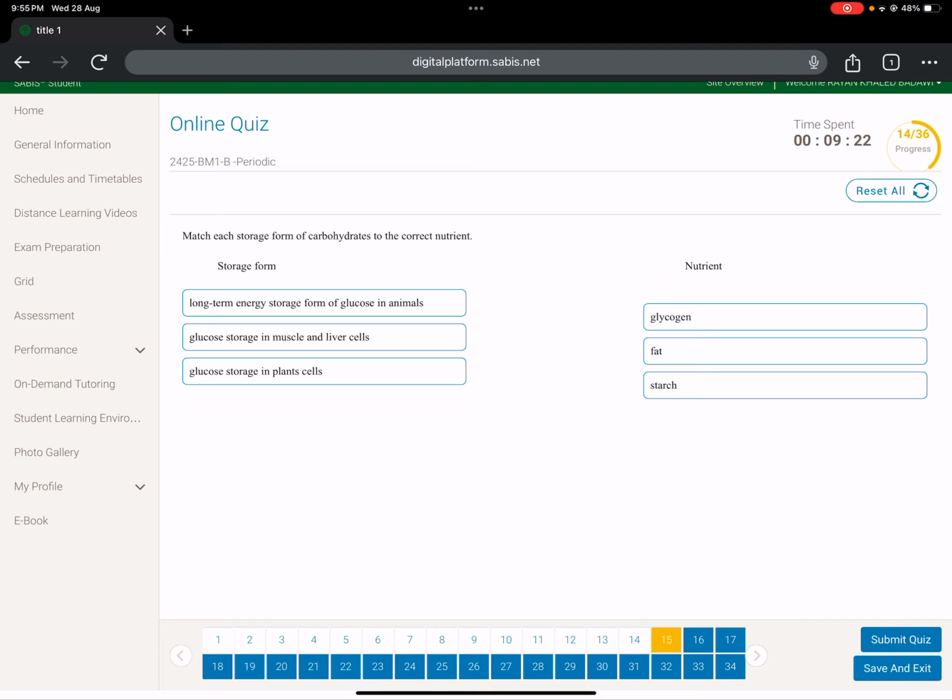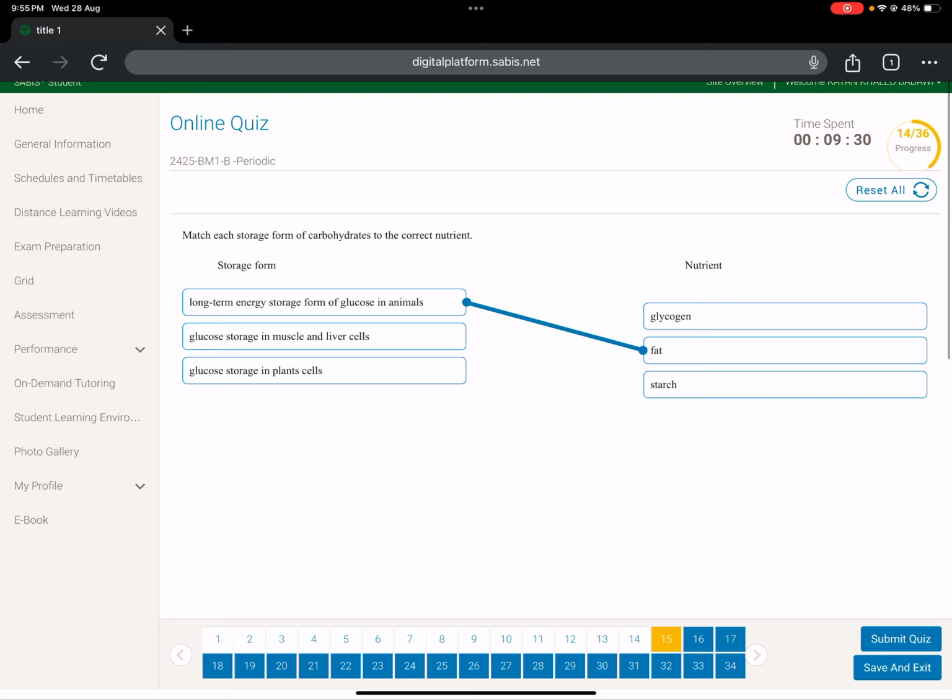Okay, now it's a matching question, very easy. Long-term energy storage. Always when you see long-term, think of fats. And now here we mentioned it before: excess glucose that's stored in muscle and liver cells is in the form of glycogen, while in plants it is in the form of starch.